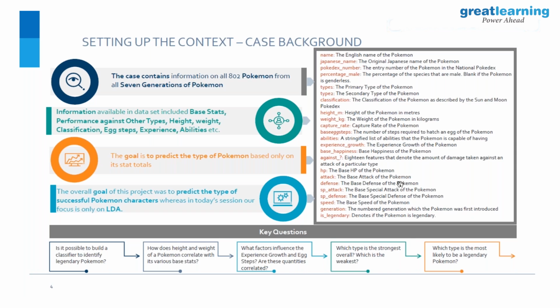These are kind of strings, so they're explained in terms of their ability. Then experience growth, their base happiness number. There are 18 variables which we're talking about there against number. I'll take you onto the data and talk about that, which will show the amount of damage taken against a particular attack by a particular type of Pokemon. Then the base HP, the attack, the defense, the special attack of the Pokemon, the special defense, the speed, the generation, and whether the Pokemon is a legendary or not.